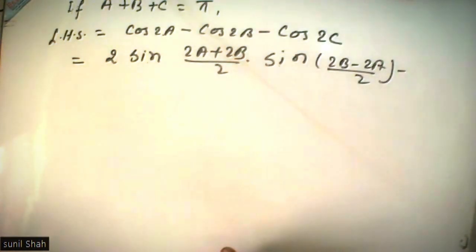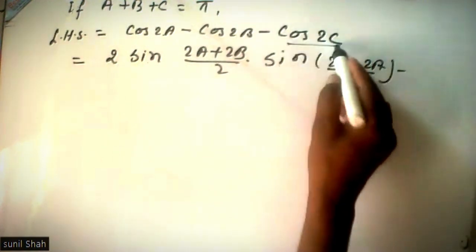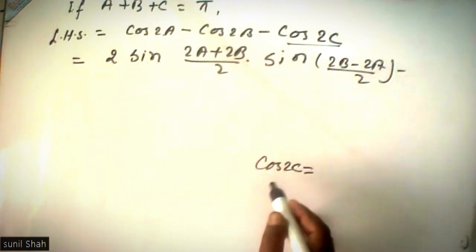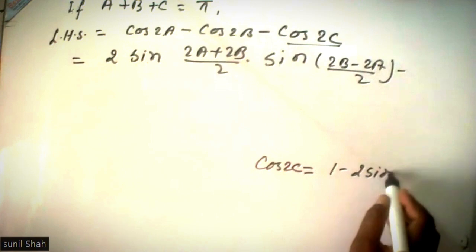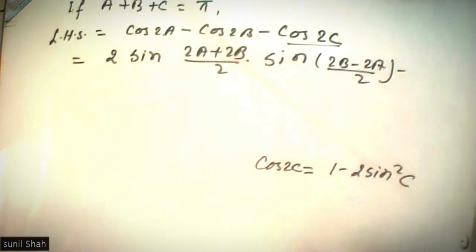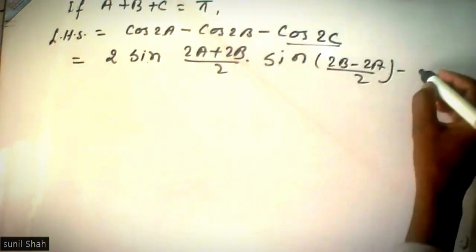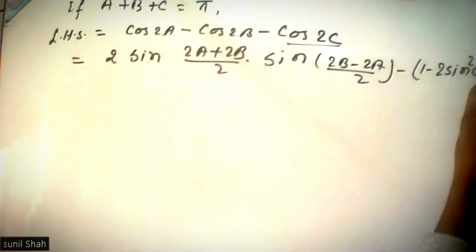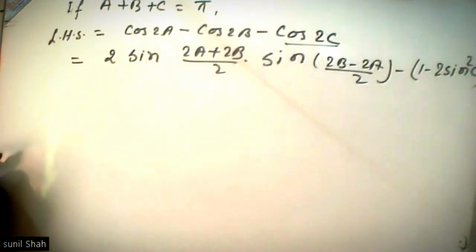So if you see the RHS, there is sin C. So convert this cos 2C in terms of sin C. Cos 2C is 1 minus 2 sin square C.